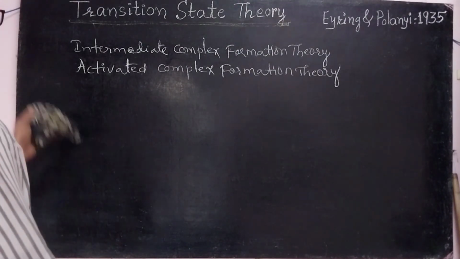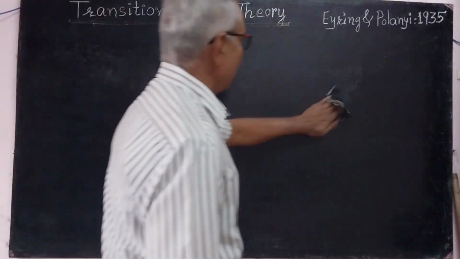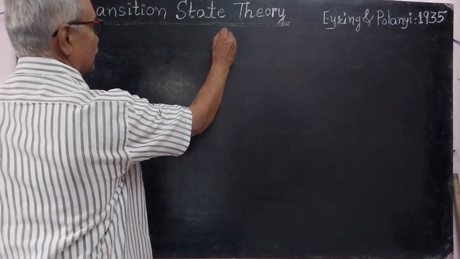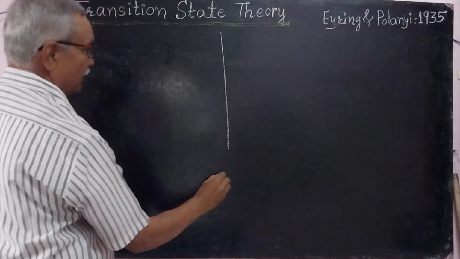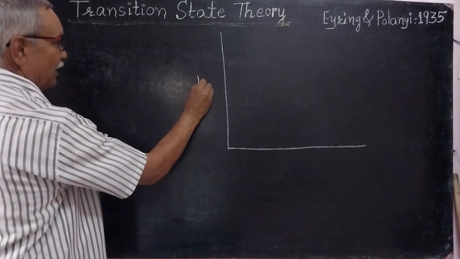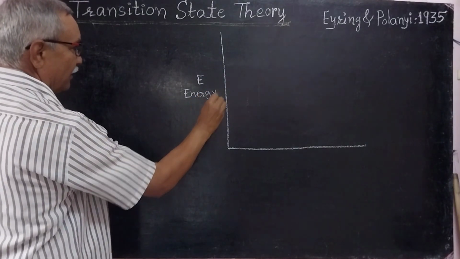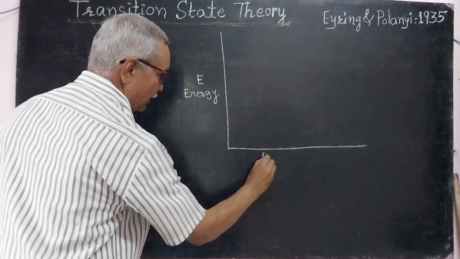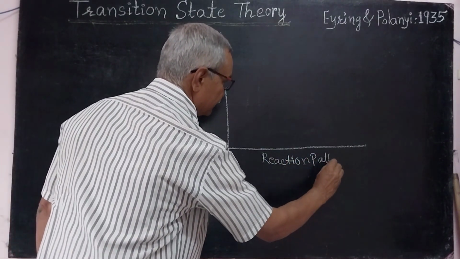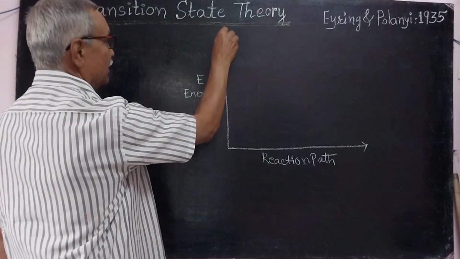This theory can be explained with the help of the energy barrier diagram. Suppose this is the y-axis and this is the x-axis. Along the y-axis is energy, and along the x-axis is the reaction path or reaction coordinates.